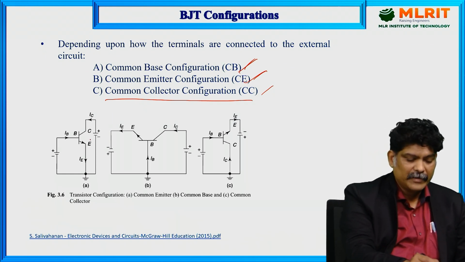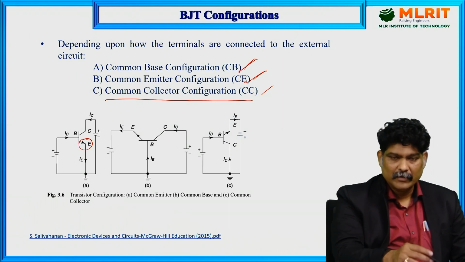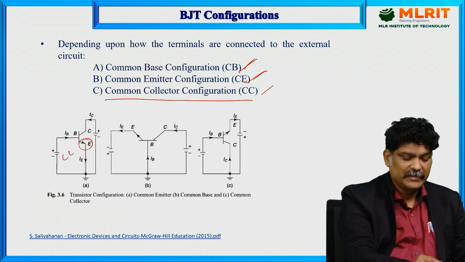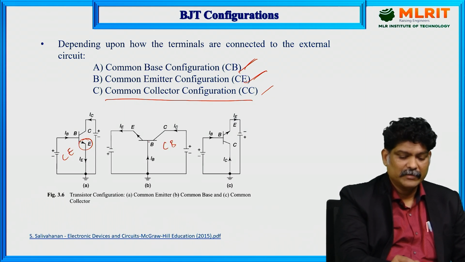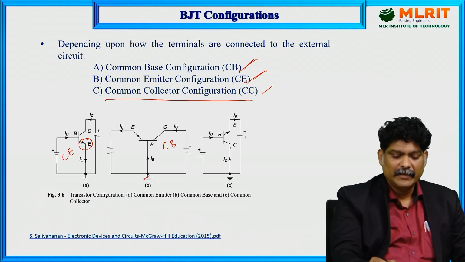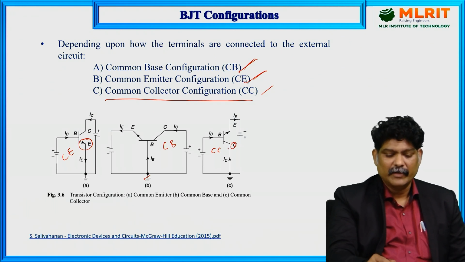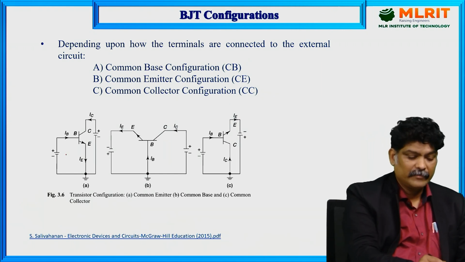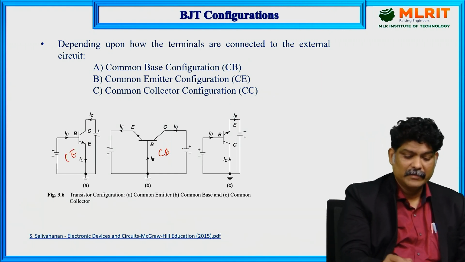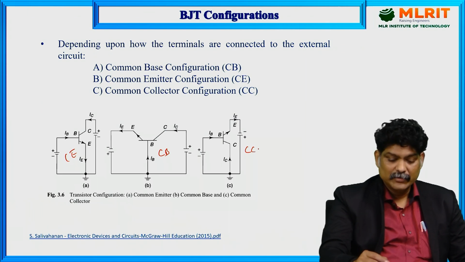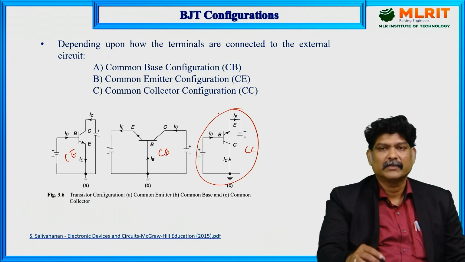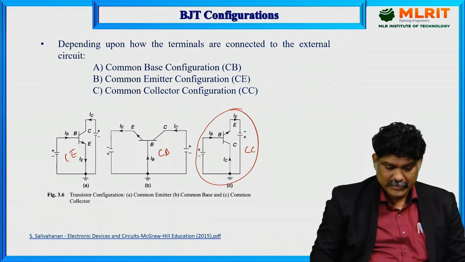So common emitter means the emitter is grounded here, hence it is called the common emitter configuration. This is CE and this is CB, and here it is CC. The collector is grounded here, so we can say it is common collector. So we have common emitter, common base and common collector. We mainly focus on the analysis of the common collector configuration. So let us see one by one.